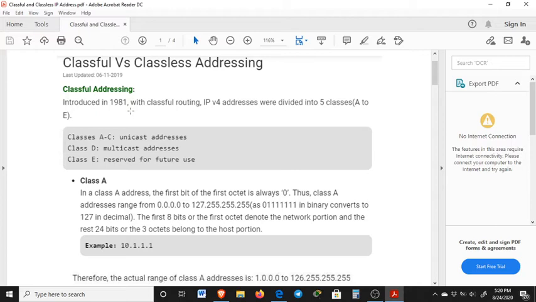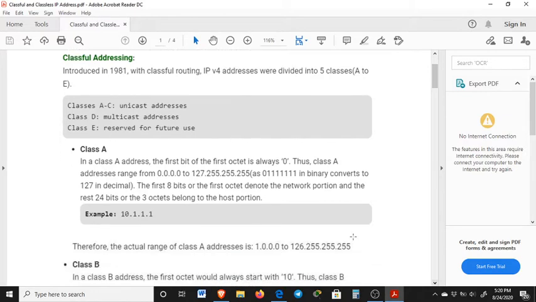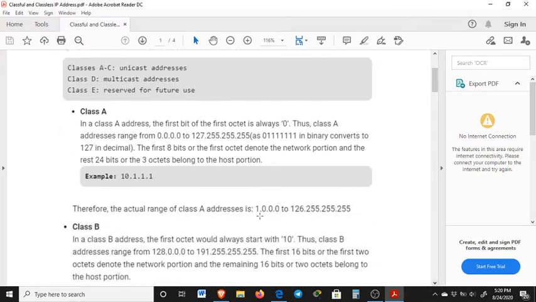Now coming back to the different classes of the IP address, we have classes from A to E. Looking at the first one, class A: in a class A address, the first bit of the first octet is always 0. Thus, class A ranges from 0 to 127, but the actual range of class A addresses is from 1.0.0.0 to 126. So that is class A.